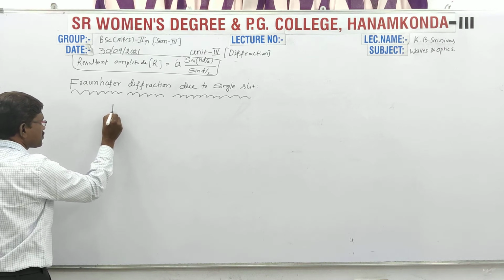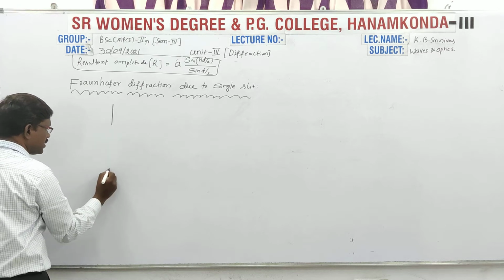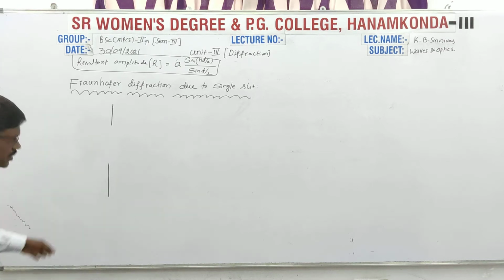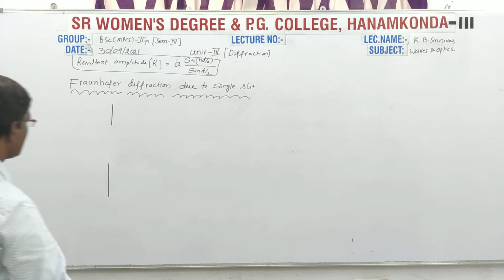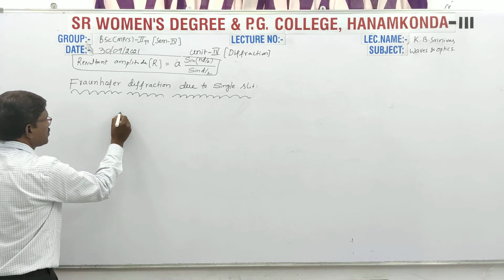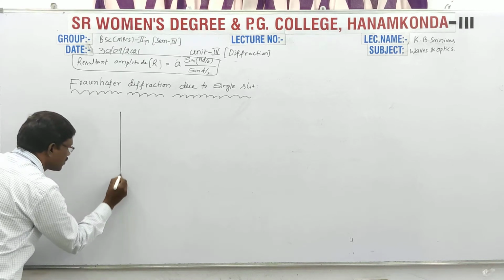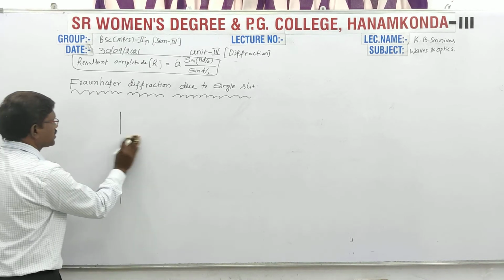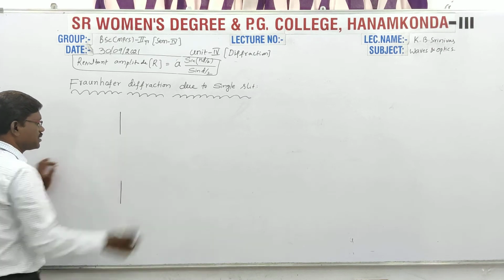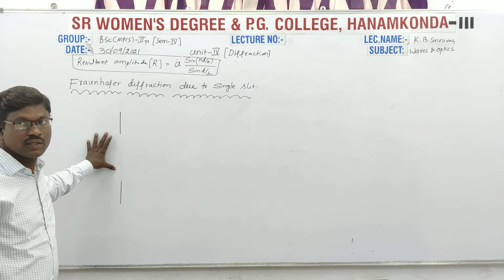This is a slit whose width is small e. Let us consider a slit whose width be small e. This is the slit I have considered.